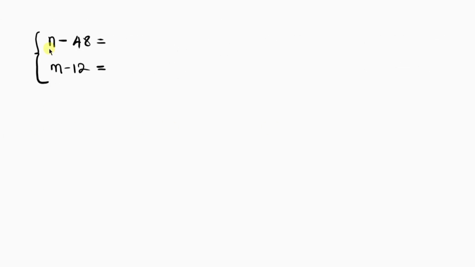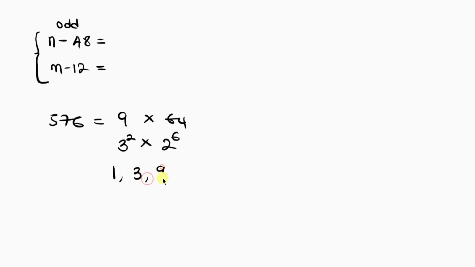Recall that the question said n is odd, and if n is odd, it goes to show that n minus 48 must also be odd. Also recall that 576 is actually 9 times 64, which can also be written as 3 to the power of 2 times 2 to the power of 6. So the only positive odd factors are 1, 3, and 9. So I'm going to be giving these odd factors to n minus 48. So this becomes 1, 3, and 9.